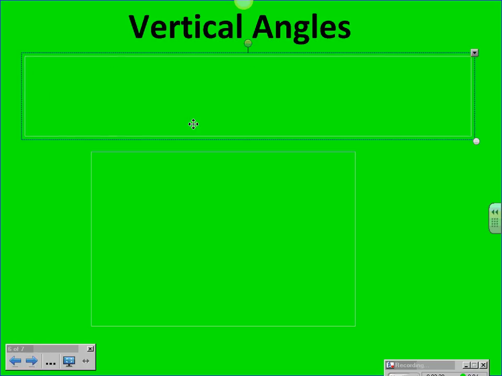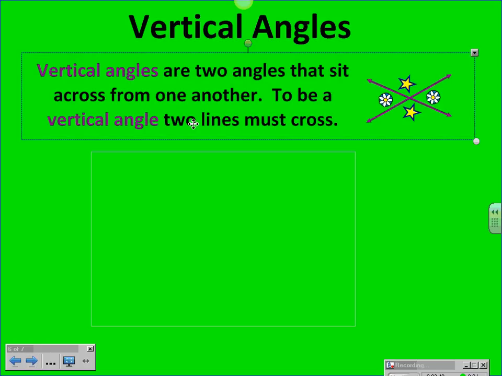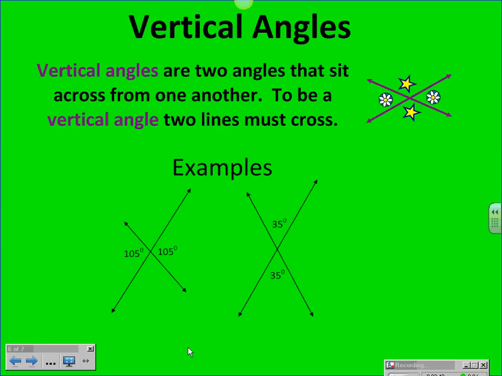Vertical angles. Vertical angles are two angles that sit across from one another. To be a vertical angle, two lines must cross. These are examples because 105 degrees is straight across from 105 degrees.